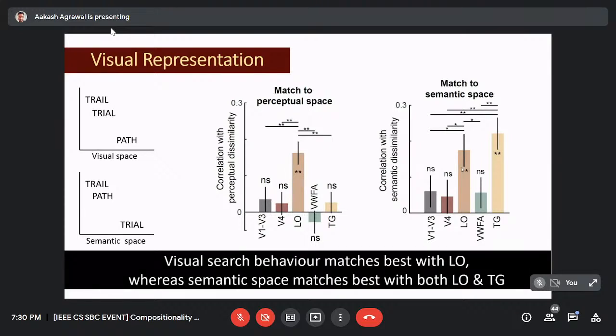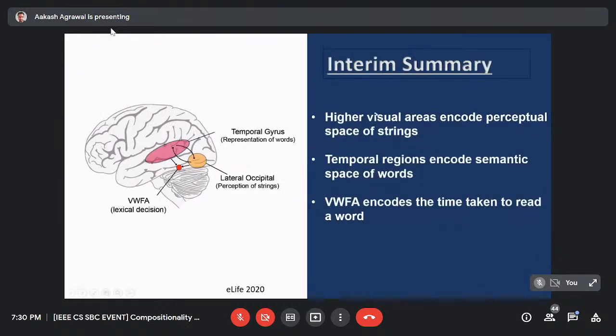So to conclude, what we see here is that the higher visual areas encode perceptual space for strings, and the temporal regions encode semantic space. From the fMRI it's difficult to say, but we speculate that there may be some interactions between these two regions. And that could be the reason why we see some evidence of semantic space in the lateral occipital areas as well.